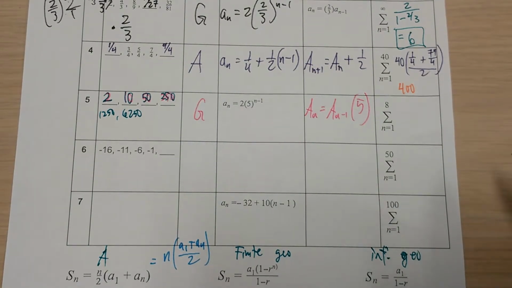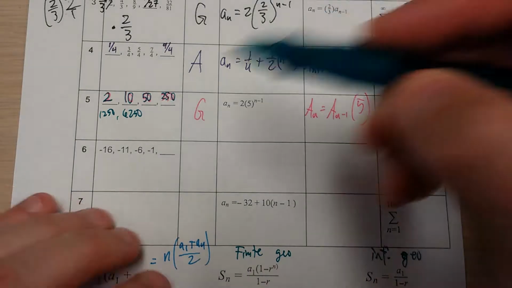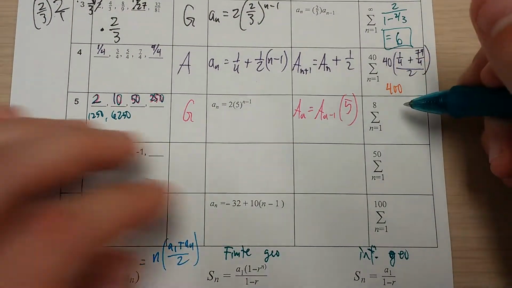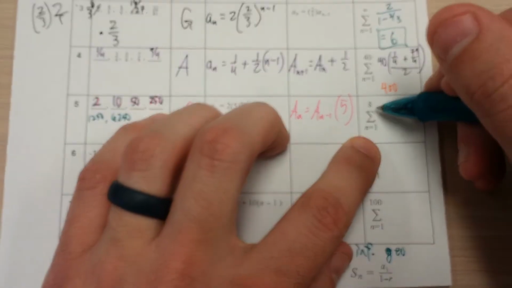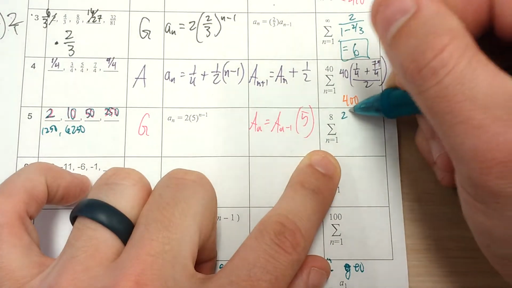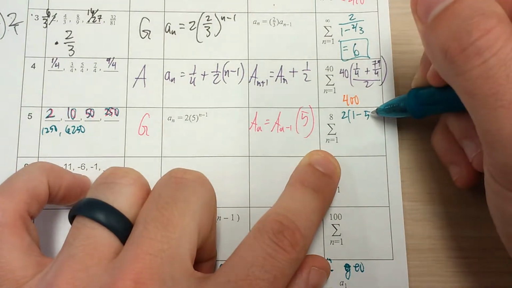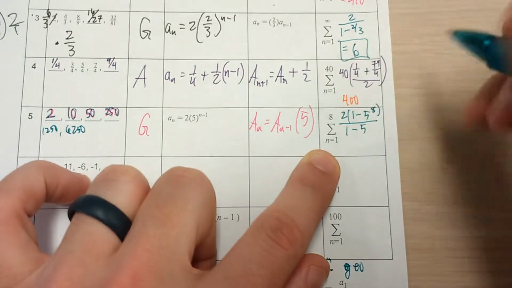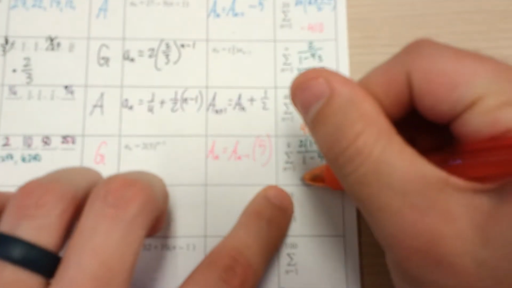All right. I'm going to wuss out here and go to my formula. So this was geometric, right? I've got the finite geometric sum. So I have a sub 1, which is 2, times 1 minus 5 to the what power? The 8th power. All of that over 1 minus 5. All right, let's see what that equals.